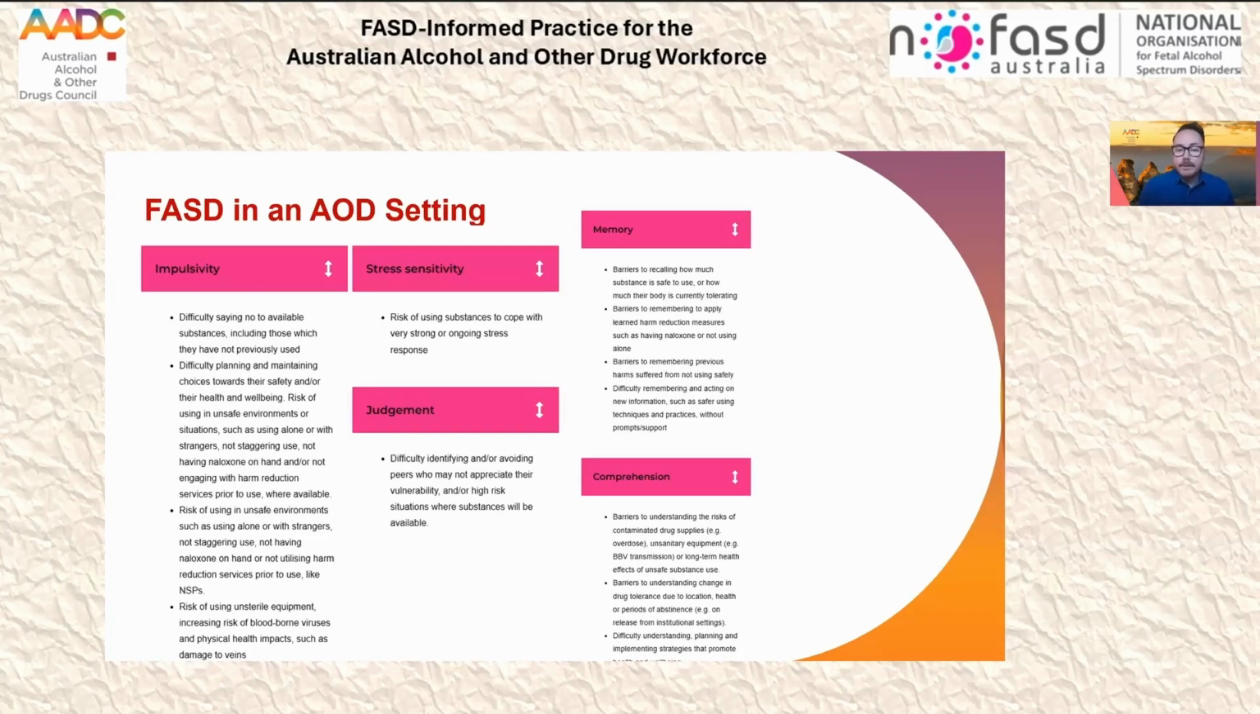People with FASD also experience a high sensitivity to stress. So in our context, this might result in a person using substances to cope with a situation that they interpret as being very stressful in their life. FASD also affects judgment. So somebody living with FASD might have difficulty identifying or avoiding people that don't appreciate their vulnerability, or having difficulty predicting and avoiding high-risk situations where substances might be present.